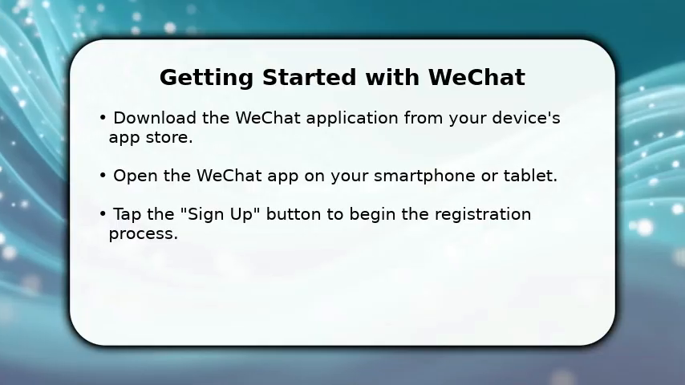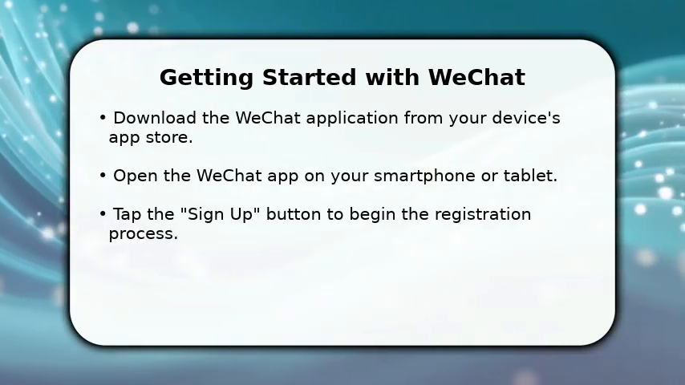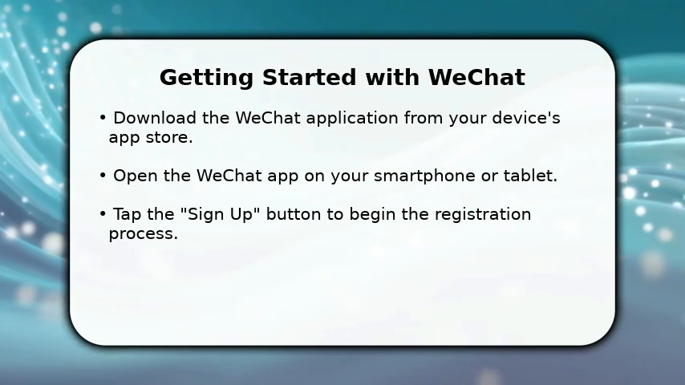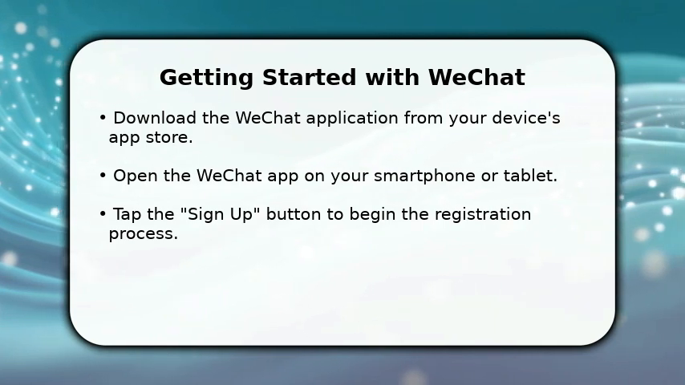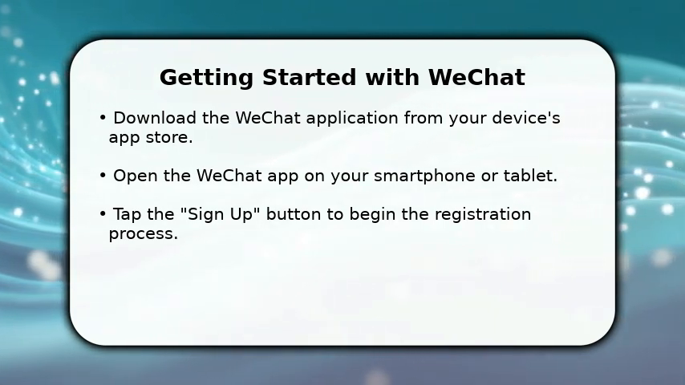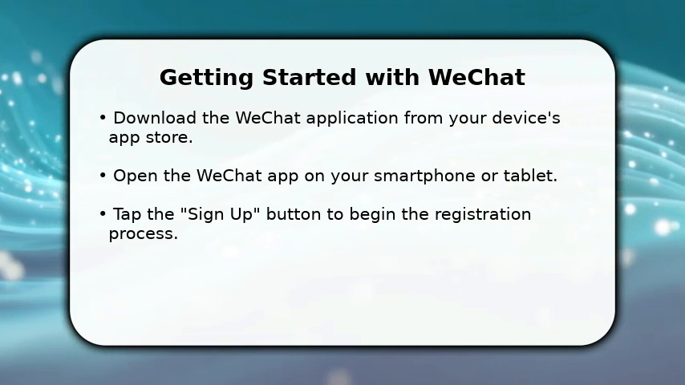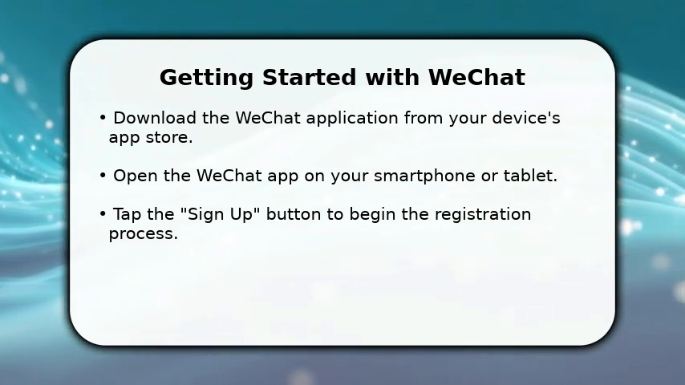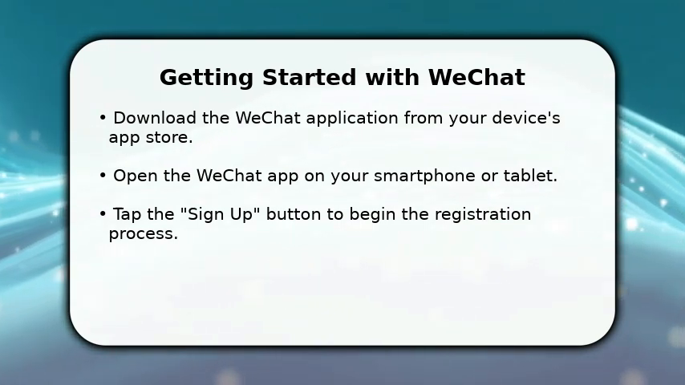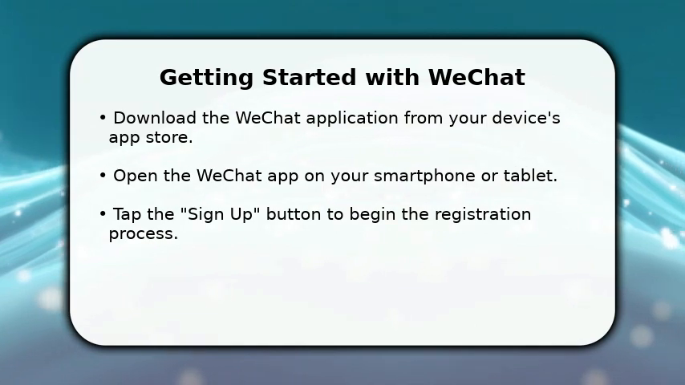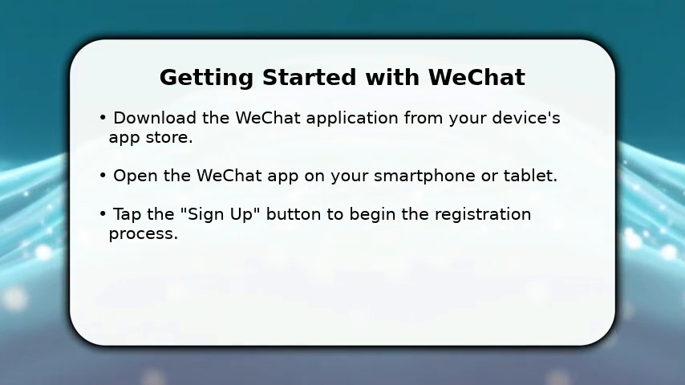Enjoy the video. In this video, I will explain how to sign up to WeChat. First, you'll need to download the WeChat application from your device's App Store, whether it's the Apple App Store or Google Play. Once downloaded, open the app on your smartphone or tablet. You'll see an option to log in or sign up. Tap the Sign Up button to begin your registration journey and create a new account.